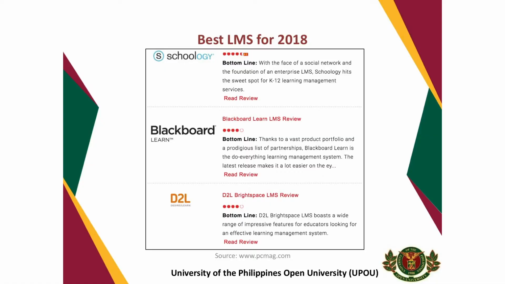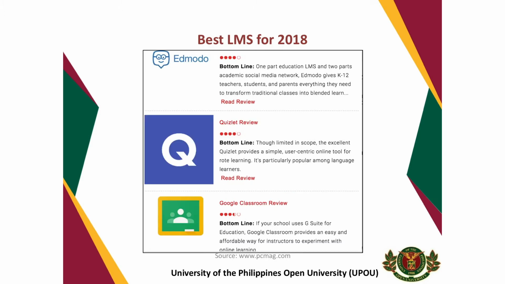Schoology. I also haven't tried this. With the face of a social network and the foundation of an enterprise LMS, Schoology hits the sweet spot for K-12 learning management services. I see. So this is good for K-12 learning management systems. Blackboard. I also tried Blackboard before. It's similar to Canvas. It has good and advanced features, but it's also a bit pricey. And then we have the D2L Brightspace LMS. You can also try this.